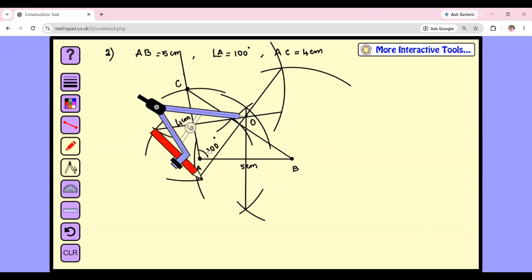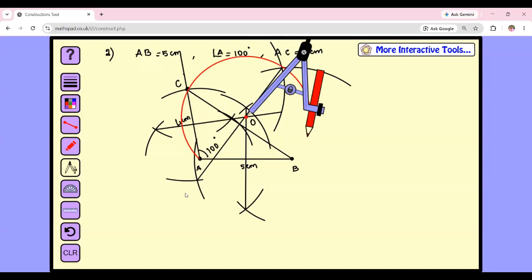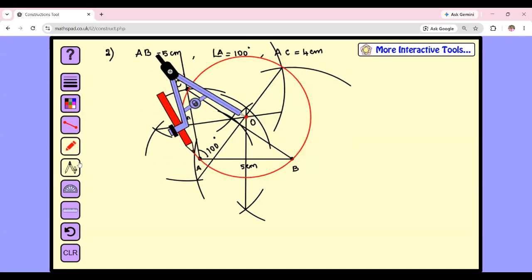OA or OB or OC, anything. You can just take OA as a radius. Now draw the circle. So now this is our circumcircle with the center O.